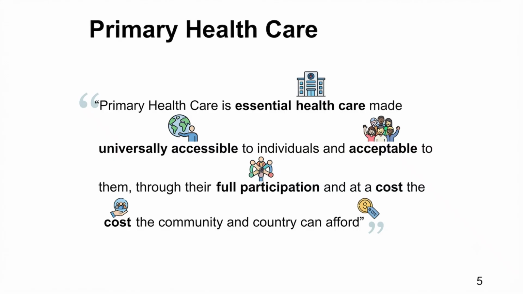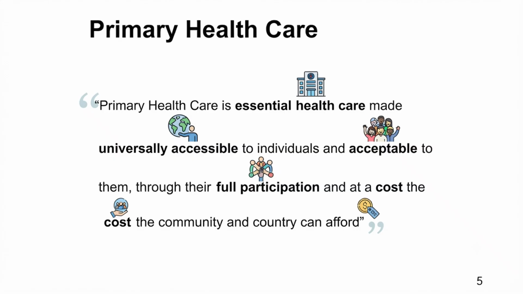And how? It means they should utilize this primary health care through their full participation. Full participation is also nothing but community participation. That means people should get involved. With community participation only, as we discussed, every program will be successful. And at what cost? At a cost the country and community can afford. That means achieving higher health care at low cost. So these key terms you should remember.